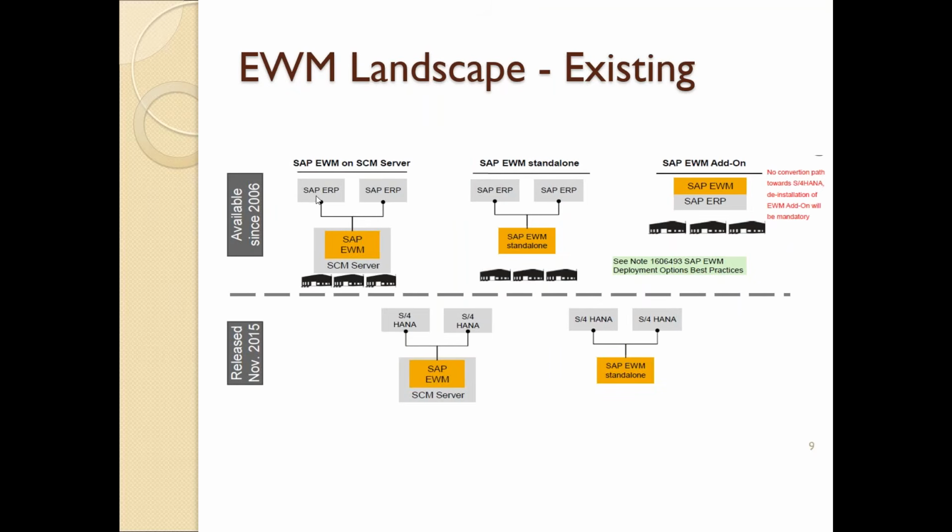Earlier we would have ERP as 6.0 or 7.0, whatever it is, and we used to integrate this with the SCM box initially. That version we call a decentralized version. Initially we integrated with an SCM box, which had your APO, transportation management, event management, and extended warehouse management. Everything comes under the SCM box.